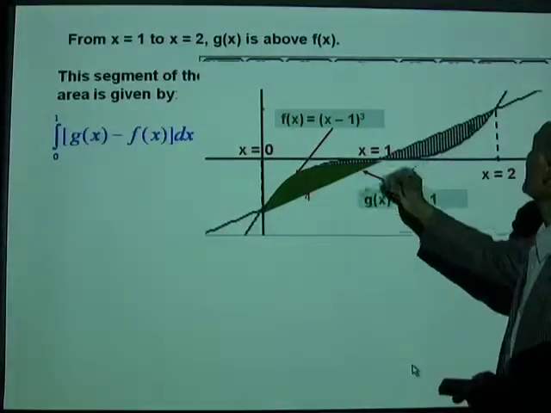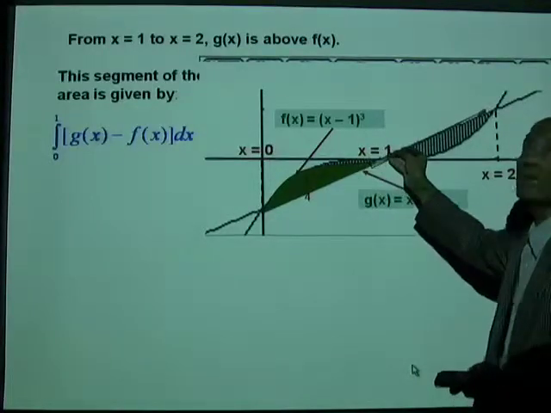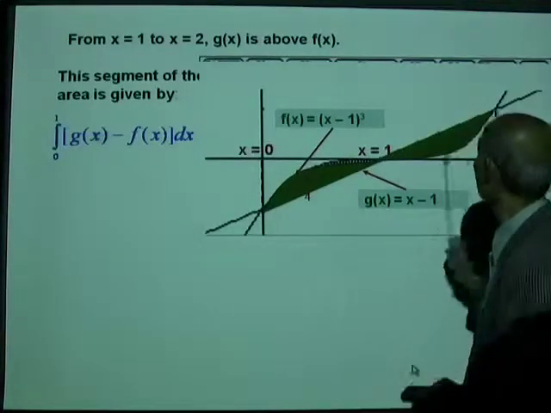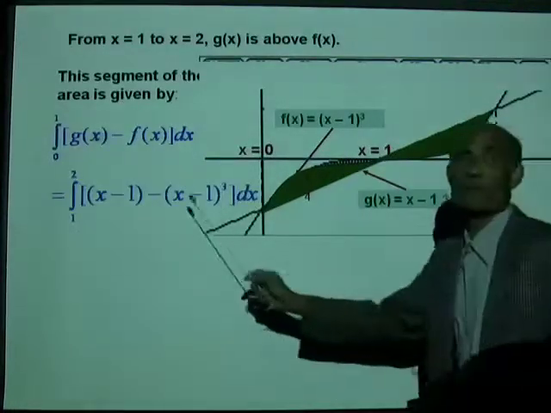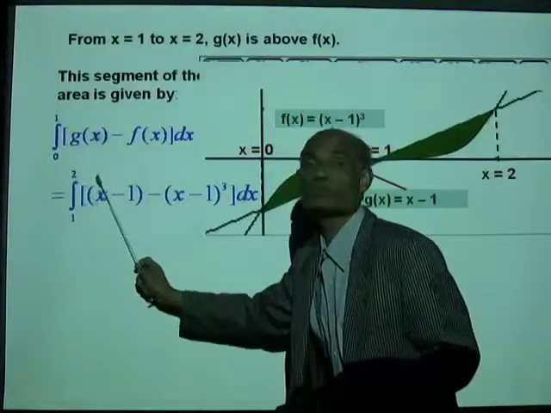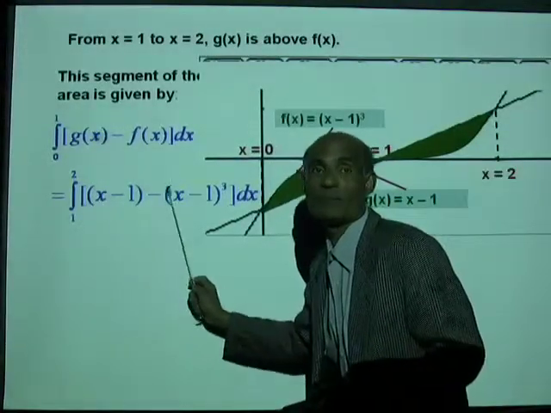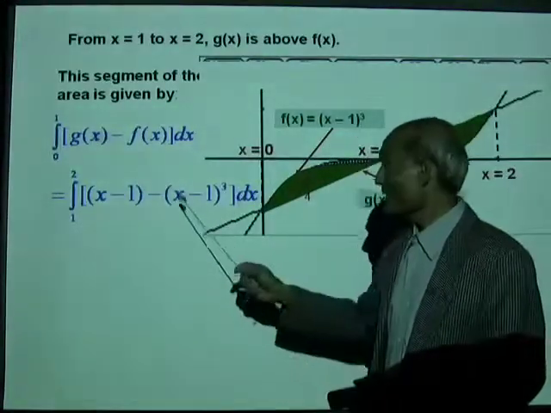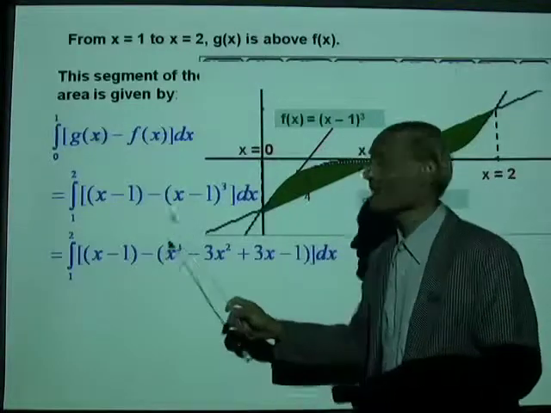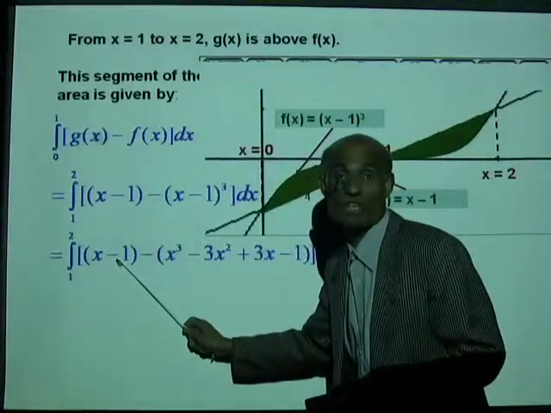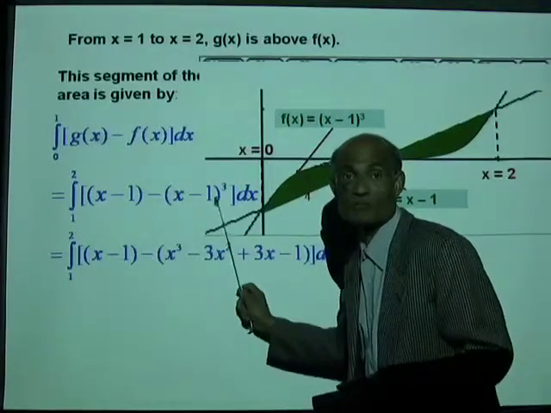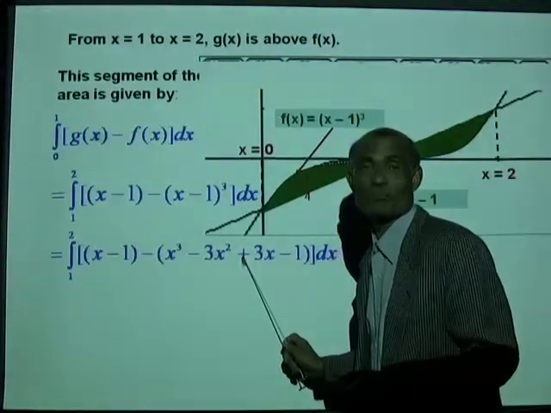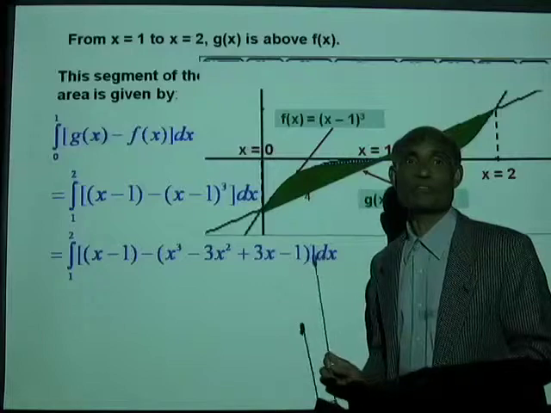Now g of x is x minus 1, f of x is x minus 1 to the power of 3. So that is the area shaded. That will be integral 1 to 2 g of x, x minus 1, minus f of x, x minus 1 to the power of 3 dx. Again, simplify the same way we did last time. That will be x minus 1 without any change, minus expand x minus 1 to the power of 3, x cubed minus 3x squared plus 3x minus 1 dx.